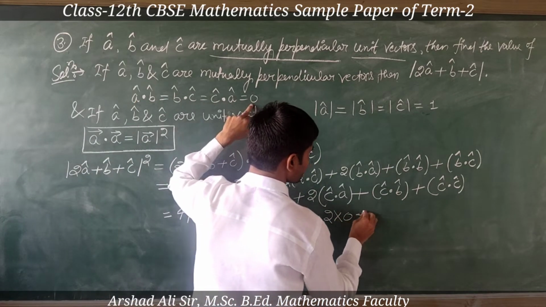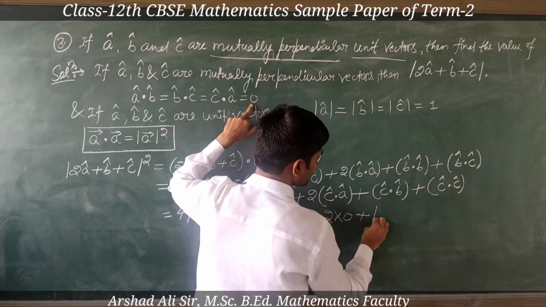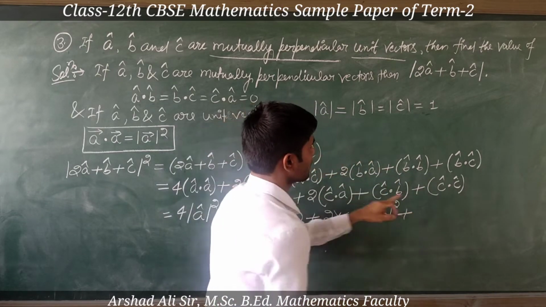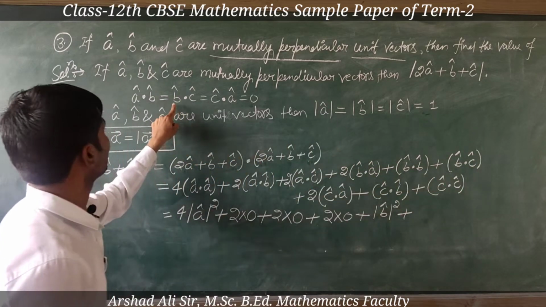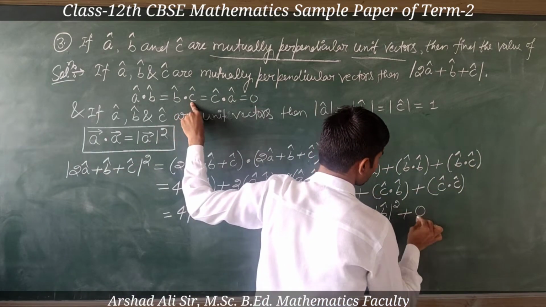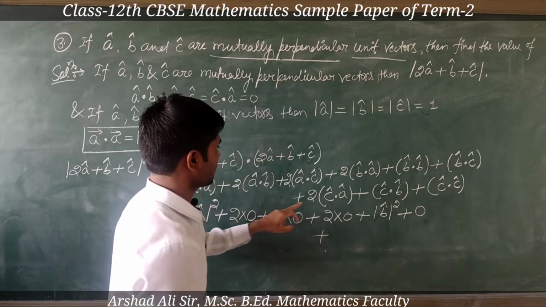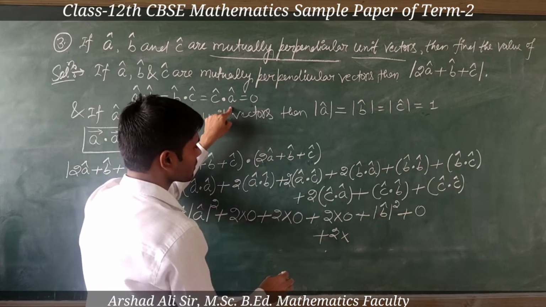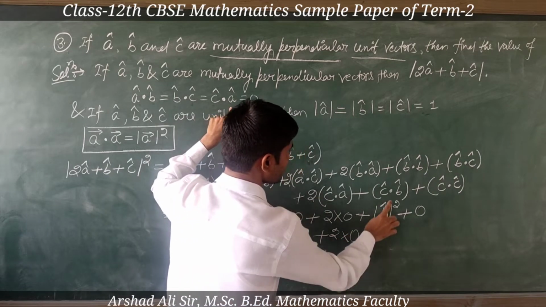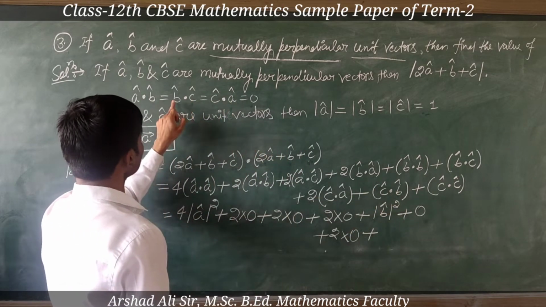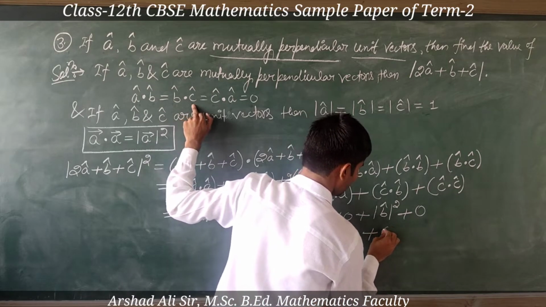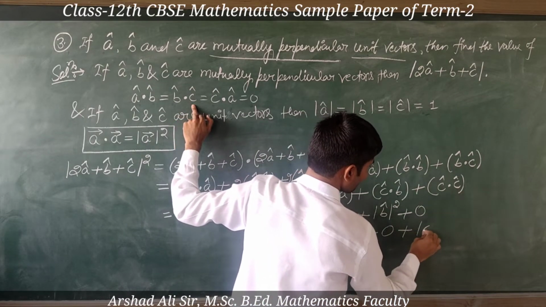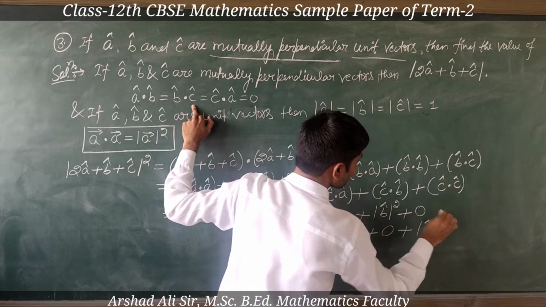We can put 0 plus b cap dot b cap, so we can write |b cap|² plus b dot c, which is 0 plus 2 c dot a, which is also equal to 0, c dot b or b dot c is the same thing, we can write 0 plus c cap dot c cap, it will be |c cap|².